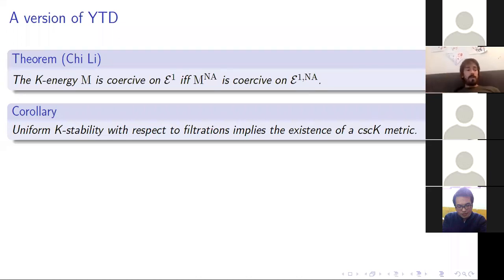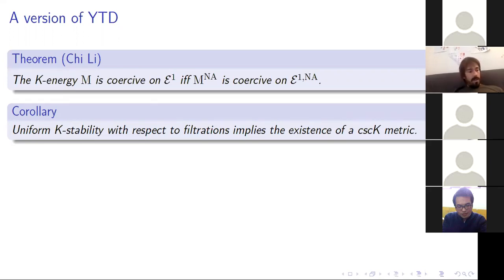And it follows from my work with Jonsson that coercivity on filtrations, or on E1NA, is in fact equivalent. So you get as a consequence that K stability with respect to filtrations is really the same as the existence of a cscK metric.